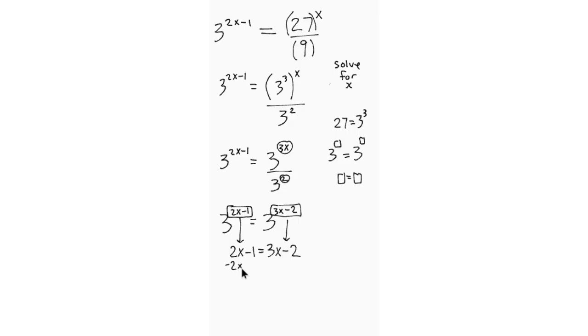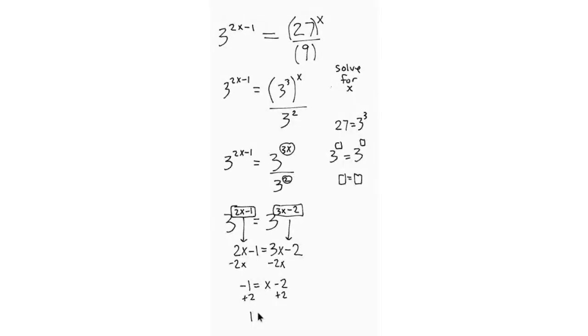We can subtract 2x from both sides. Then add 2 to both sides. To get 1 equals x. So our answer is x equals 1.